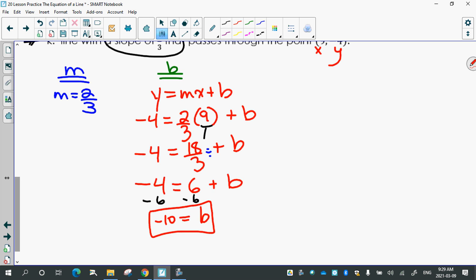Now I know m and I know b, so I can get the equation. Y equals m, so 2/3, x, don't forget x, plus b, so minus 10, because b is negative 10.